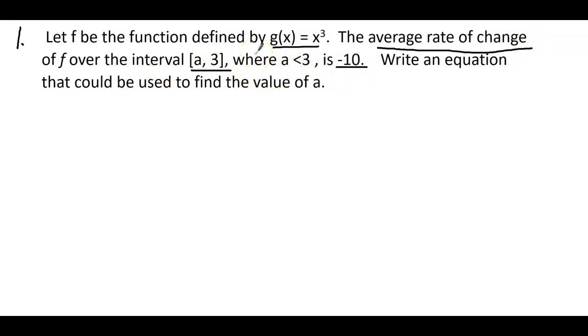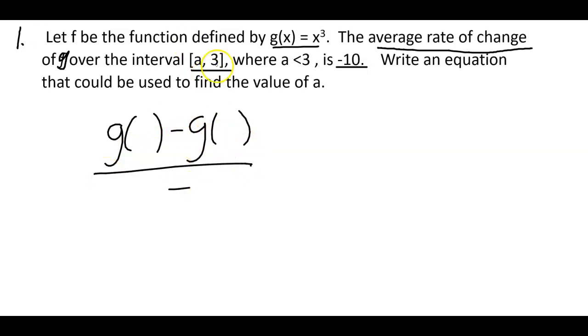The way that you find an average rate of change is, and I just realized I have a typo. This is supposed to be a g right here. The way that you find an average rate of change is by this little formula here. The number that comes second goes first in the formula, and the number that goes first goes here, and then same thing on the bottom. And then that's the average rate of change, which we know equals -10.